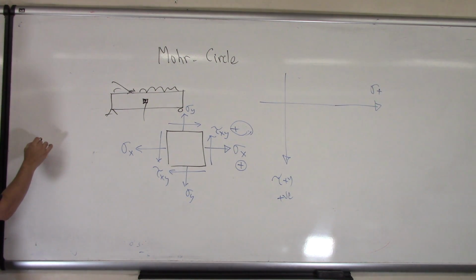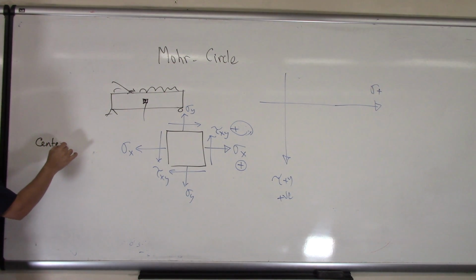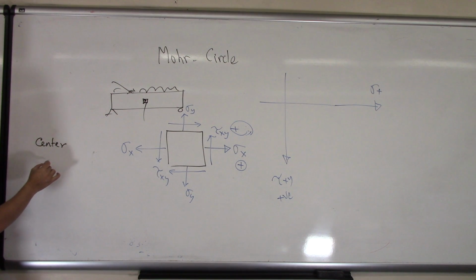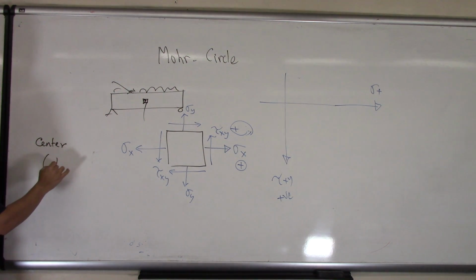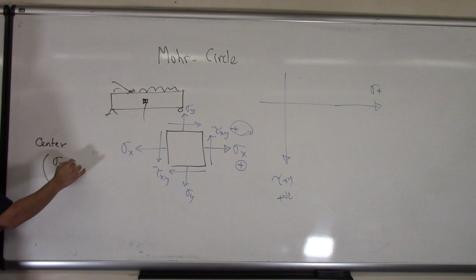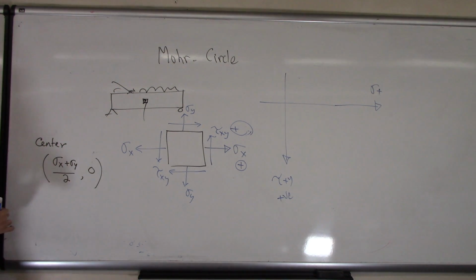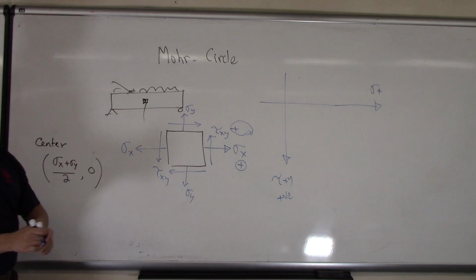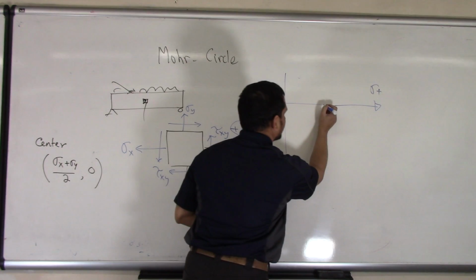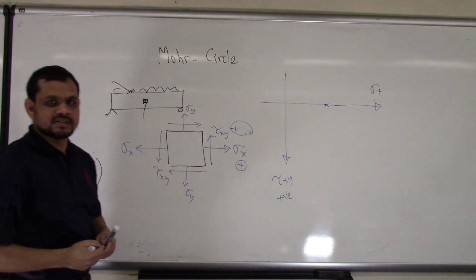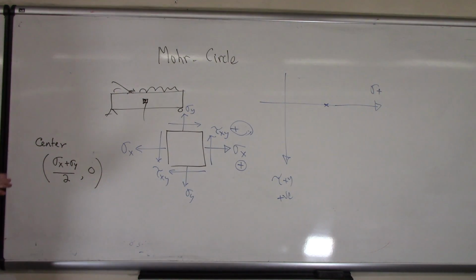Next step, finding the center. Finding the center of the circle. Now, how to find it? Center of the circle is (sigma x plus sigma y) divided by 2, then 0. This is my x coordinate. This is my y coordinate. That means the center will be roughly somewhere here. Then we have to find out the radius of the circle.